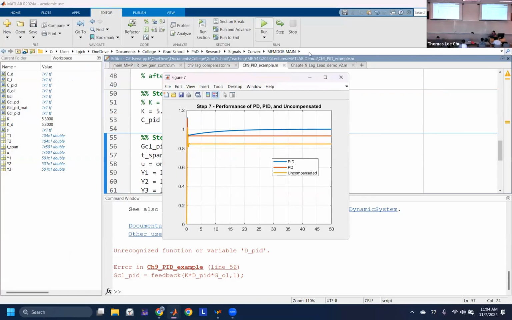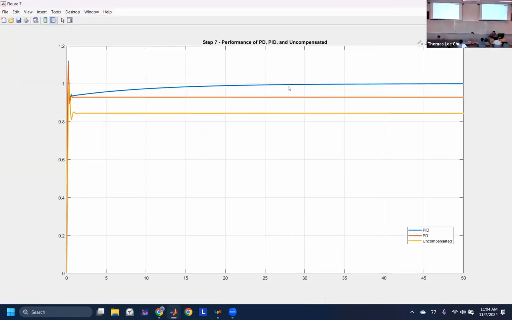All right. Now you can see here, we have this very, very slow convergence to the final value of 1. And you can see that what the PI does is it reduces the steady state error to 0 because we're increasing the system type by 1. So this is a type 0 system. And you can see here the PD does reduce the steady state error compared to the uncompensated system, but doesn't make it 0.